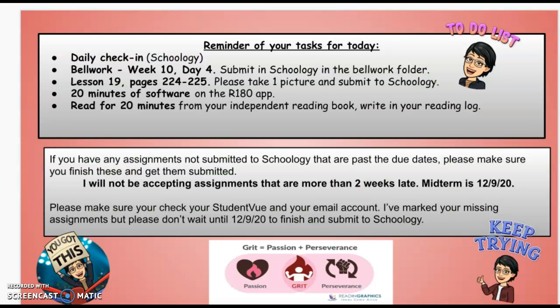Now, the last thing I want to mention is that we're getting close to midterm on the 9th. Here is your reminder for your tasks for today. Again, it's all bulleted. The 20-minute software is required. The end of the week, you should have 100 minutes logged, and then reading for 20 minutes from your independent reading book, and then your reading log will be submitted on Friday.